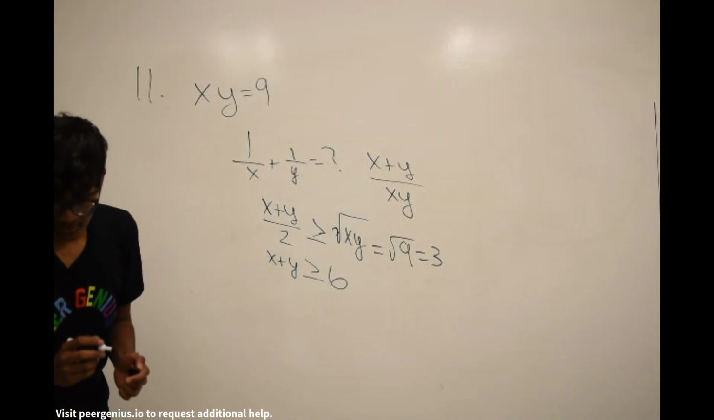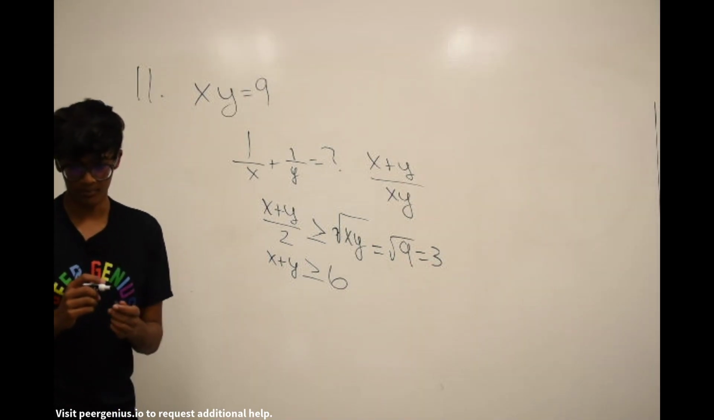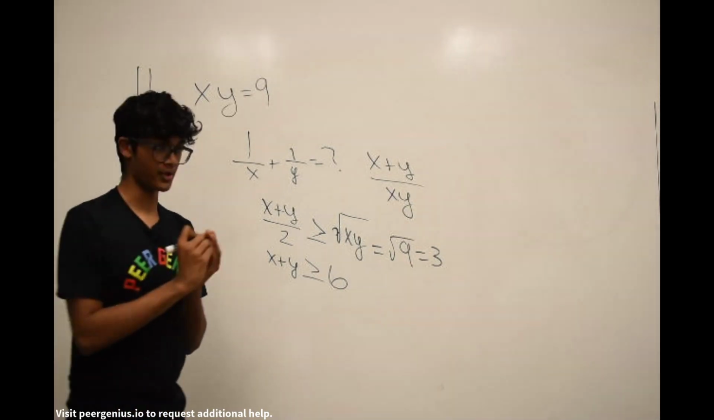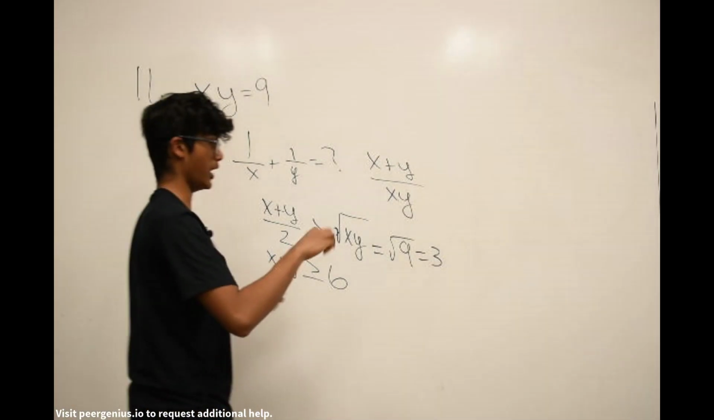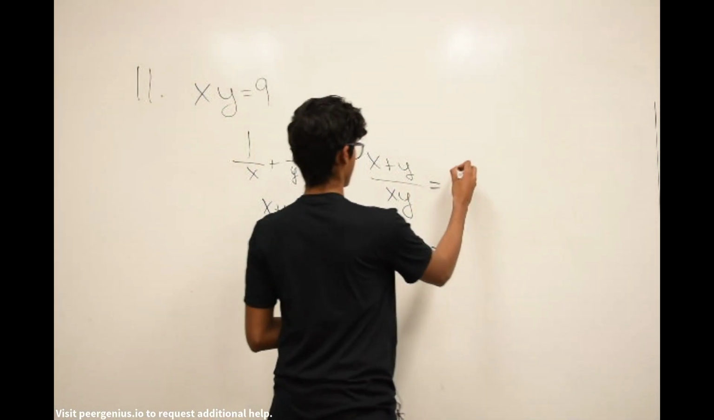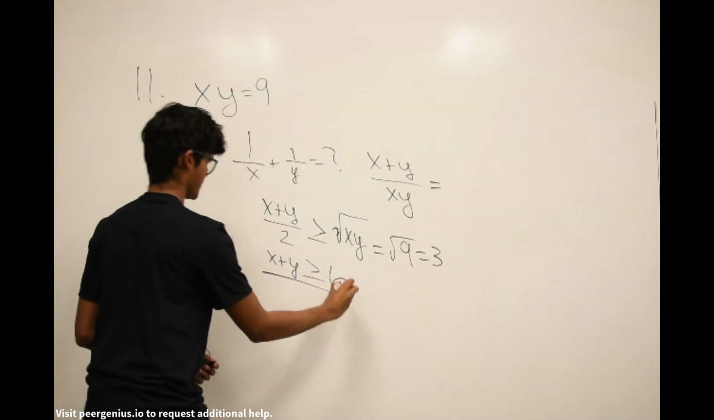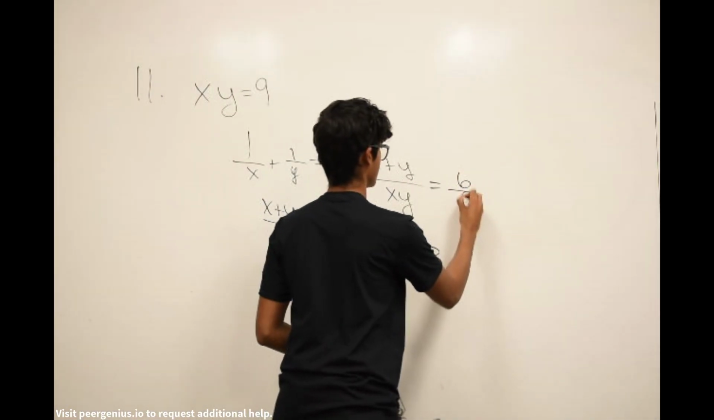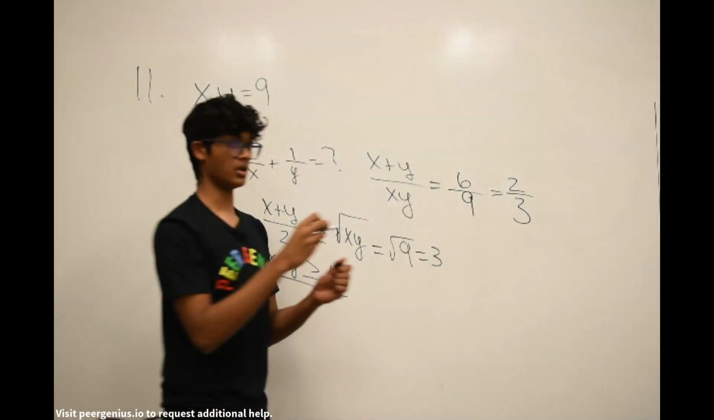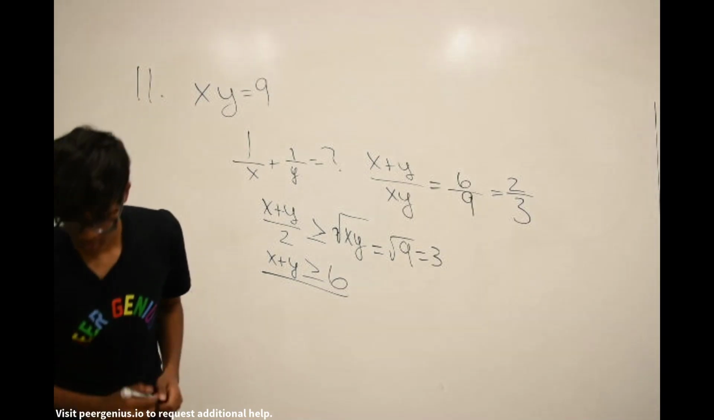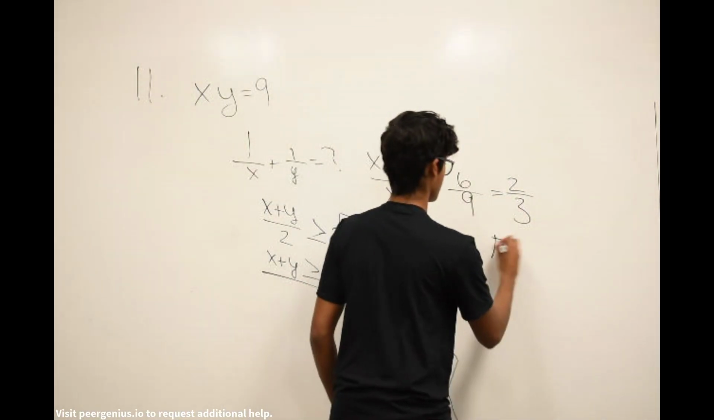Given that we're trying to find the minimum possible sum of the reciprocals of the two numbers, we're going to take the maximum of x plus y. So x plus y's maximum is 6. So that means it should be 6 over 9, which is 2 over 3. Yeah, so which means the answer is E.